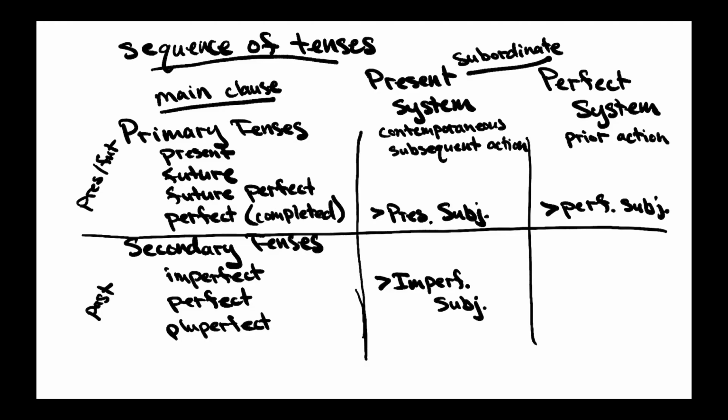And if you are dealing with a secondary tense in the main clause and want to show prior action, then you have to use a pluperfect subjunctive. And this is a sequence of tenses. This is how it works. Okay? You see how it's all contingent, right?